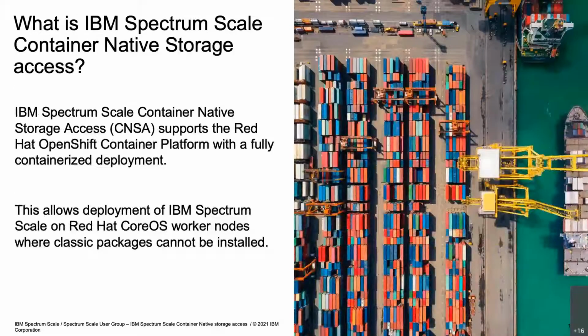So what is IBM Spectrum Scale Container Native Storage Access? So CNSA, as I'll abbreviate, supports the Red Hat OpenShift container platform with fully containerized deployment. So what this does is it allows you to run Spectrum Scale on Red Hat CoreOS worker nodes where you can't typically run Spectrum Scale. So Red Hat OpenShift container platform is unique. It's well suited for containers.